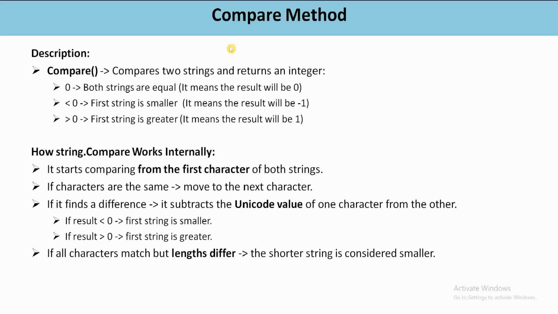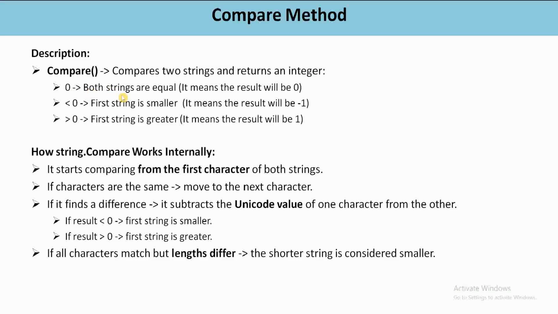Next we have the compare method. Here we have the description of the compare method. It compares two strings and returns an integer. Whenever we want to compare two strings with the compare method, it will give us a returned integer, not any boolean value, not any string value. It will only return the integer value, meaning 0, -1 or 1.